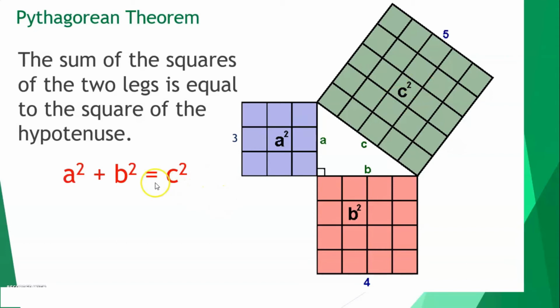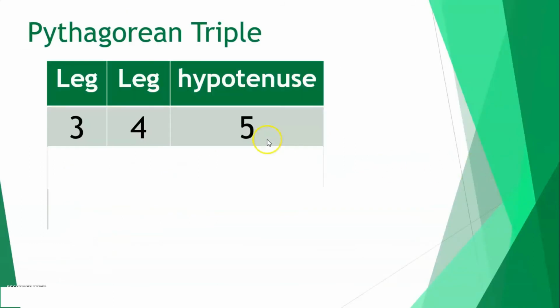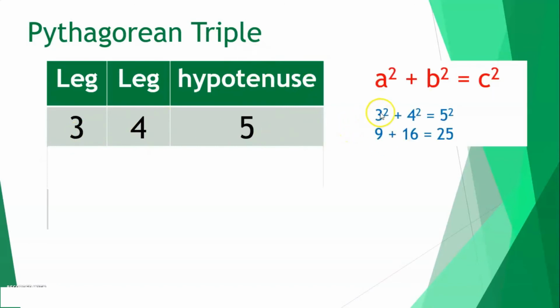So the Pythagorean theorem is a squared plus b squared equals c squared, wherein c is the longest side. Substituting, 3 squared plus 4 squared equals 5 squared. So 9 plus 16 is indeed 25, equals 25. So take note of that. This is the Pythagorean theorem. The primitive Pythagorean triple is 3, 4, and 5. How come they are a Pythagorean triple? Because they always prove the Pythagorean theorem.